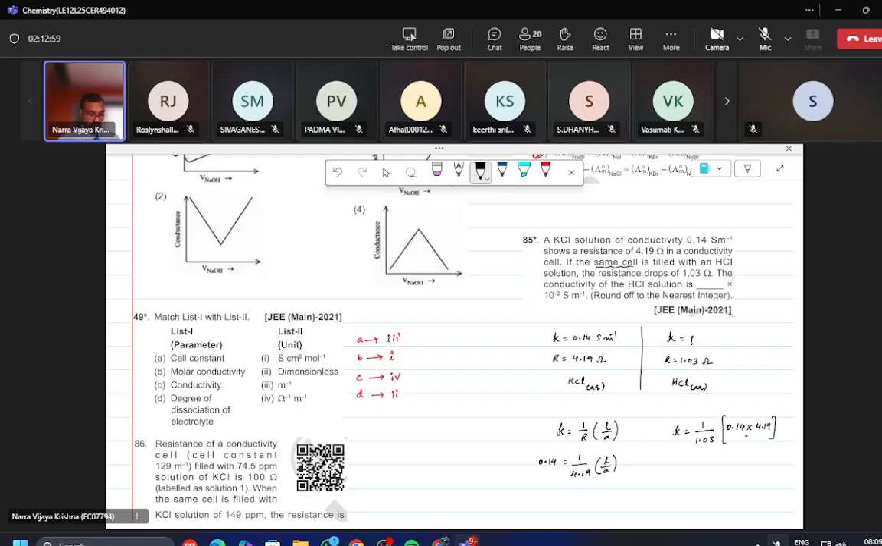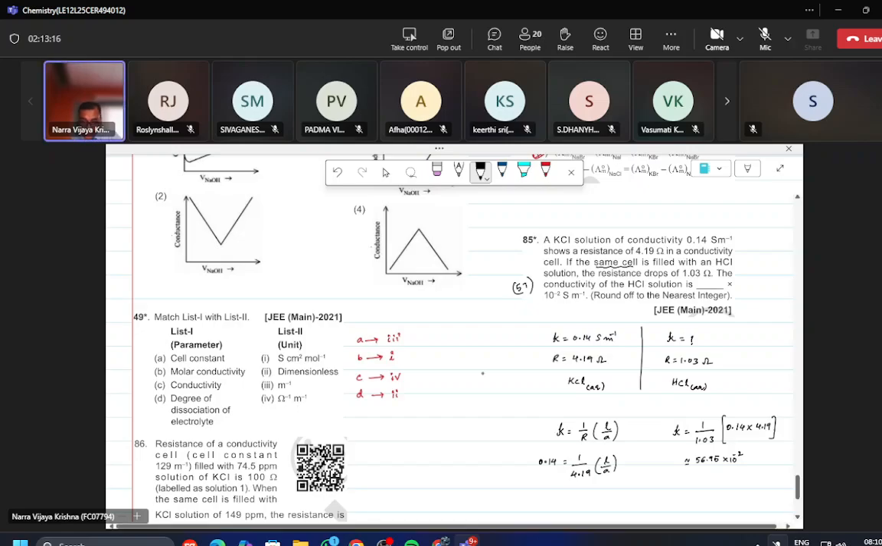0.14 into 4.19 divided by 1.03. 56.95 into 10 power minus 2.